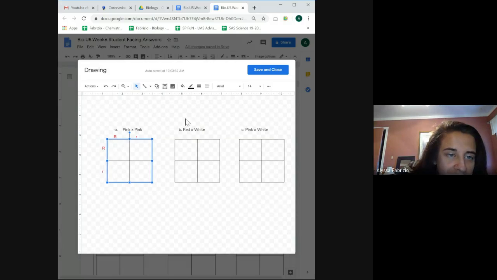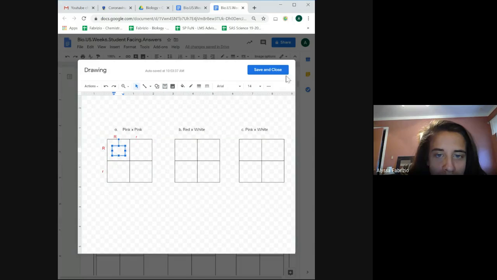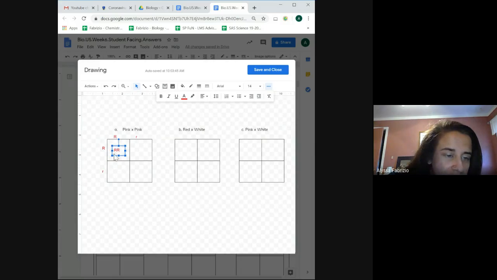Okay, so what does that make? What do our crosses look like? The first one is going to be double R. So they're all going to be the double R, so double uppercase R, right? Because we got big R here, big R here. I'm just going to copy and paste.